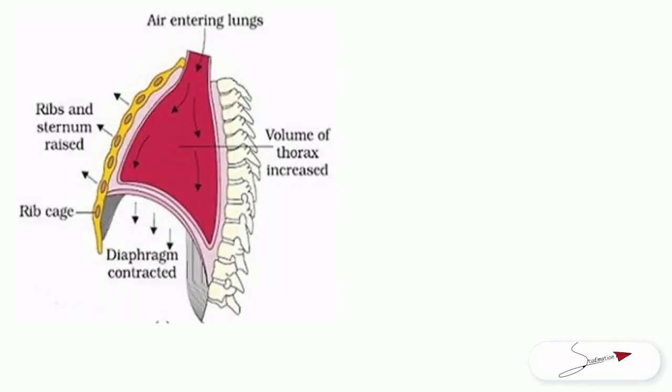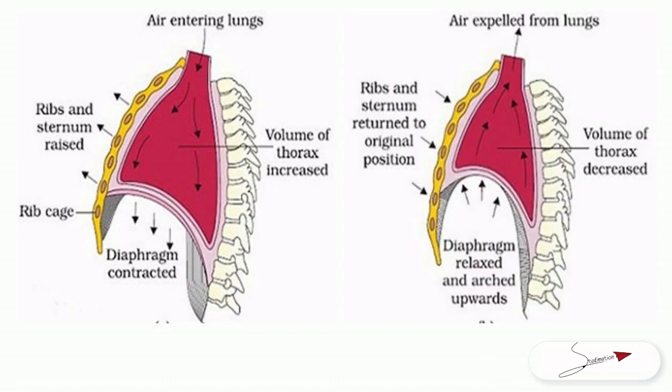When you inhale, the ribs swing upwards and outwards, and the diaphragm, a sheet of muscle, contracts and flattens. The lungs expand and air is drawn in from outside the body into the lungs. When you exhale, the diaphragm relaxes and arches upwards. The ribs move inwards and downwards. The lungs become smaller and air is forced out of the lungs into the surroundings.